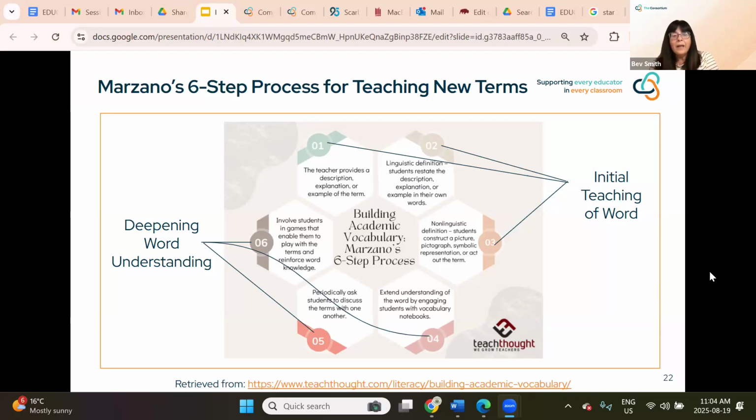So over the course of time, then we want to work on deepening that word understanding. Periodically, we want to engage them in activities that help them add to their knowledge of those terms. We also want to periodically ask students to discuss the terms with one another, and we want to allow opportunities for games with their vocabulary words, allowing them to play with those terms.